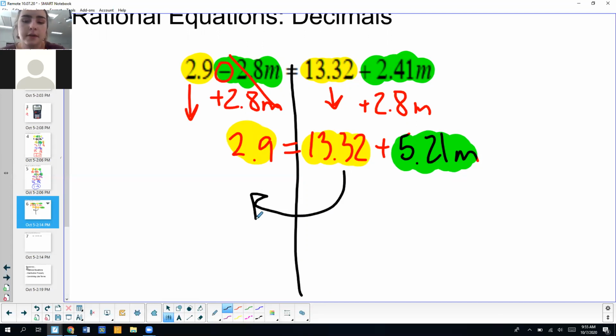I want to do that because if you notice, my variable term is all by itself already. So if I just move that 13.32 over, it's going to be by itself, and I'll have constants on the left, variables on the right. So I'm going to do that. I can move that 13.32 by subtracting it. Oops, I'm going to restart with that. I'm going to subtract it from both sides.